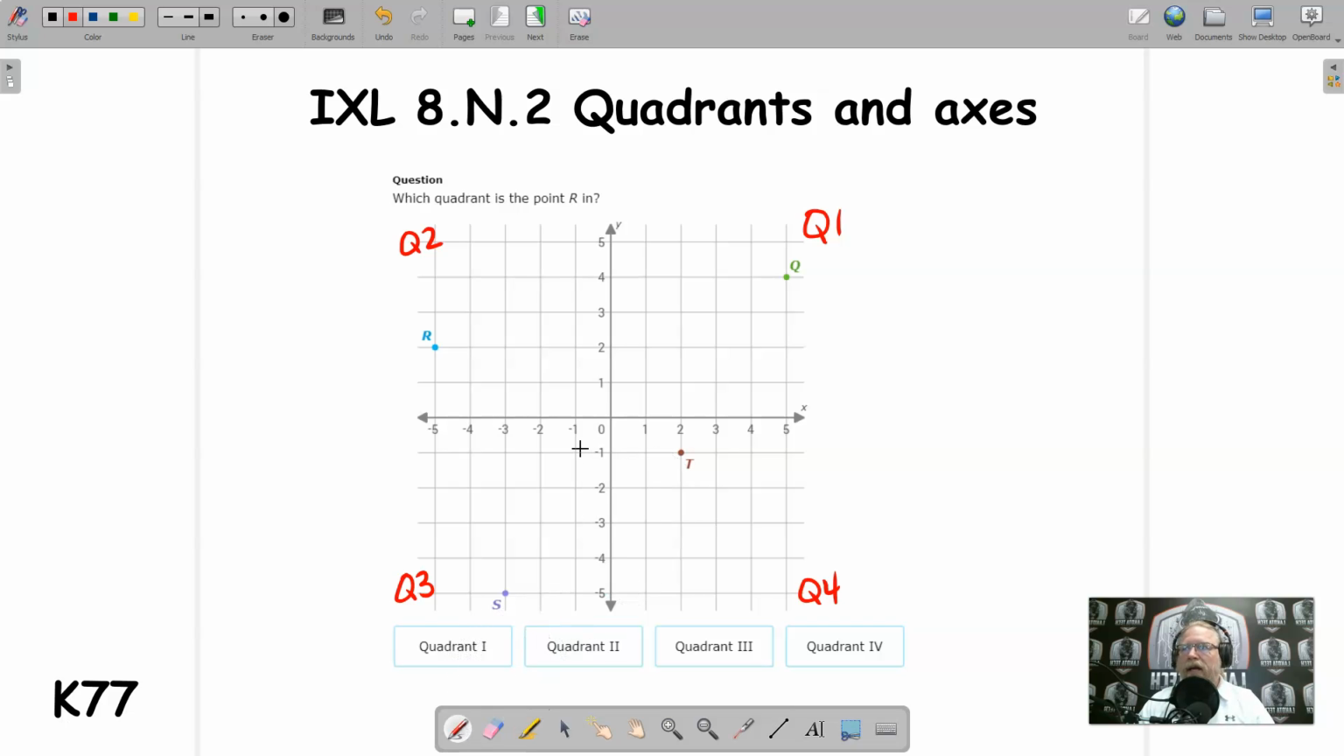So with that information, let's go ahead and see if we can find the answer to our questions. Which quadrant is point R? Well, we see point R here, and so we can see that this quadrant is bound by this portion of the x-axis, this portion of the y-axis, and this portion of the x-axis. So it is indeed in quadrant 2.